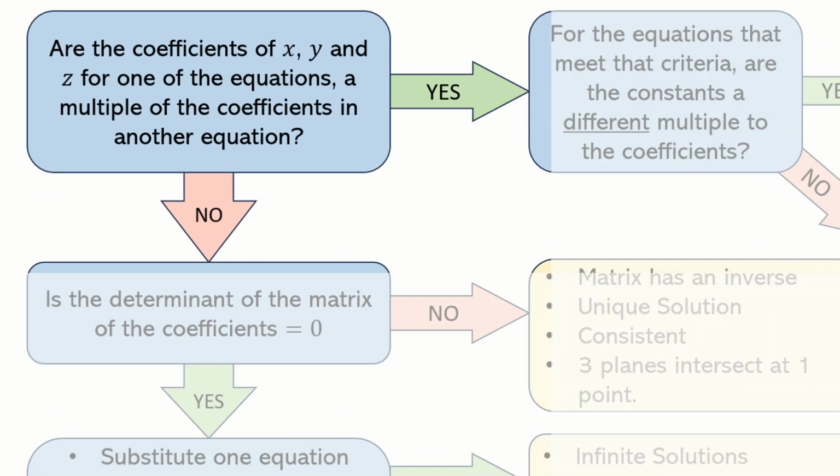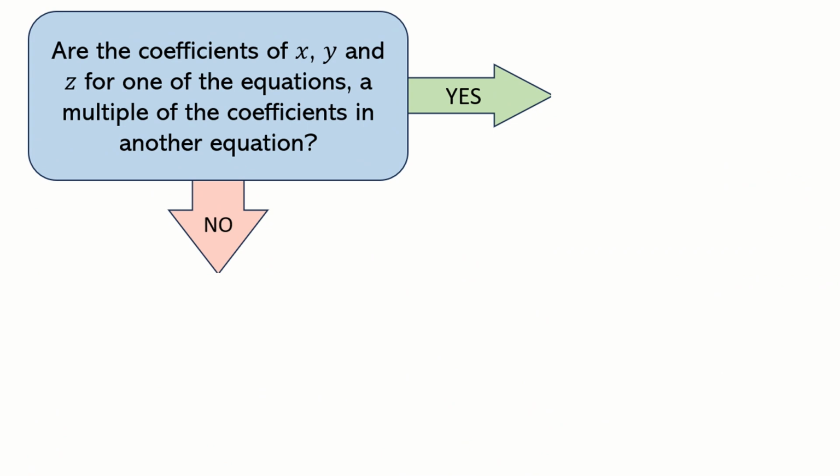Let's just zoom in and focus on the very first check you need to do. You need to look at your equations, and you need to look at the coefficients of the x, y, and z in each of those equations. What you need to do is to check if the coefficients in one equation are just multiples of the same coefficients in another equation in your system of equations.